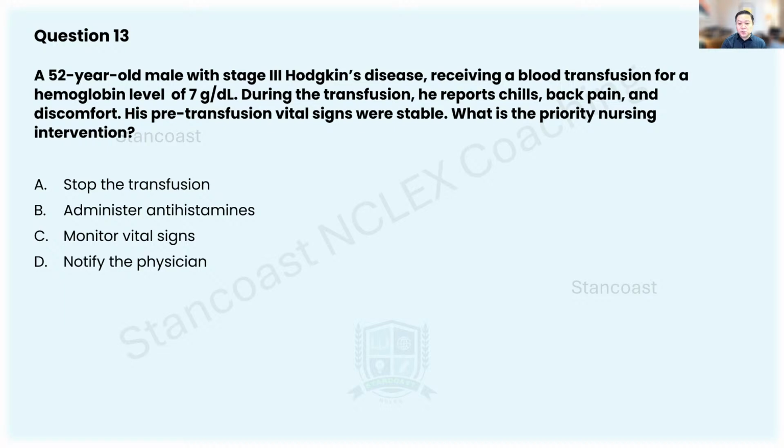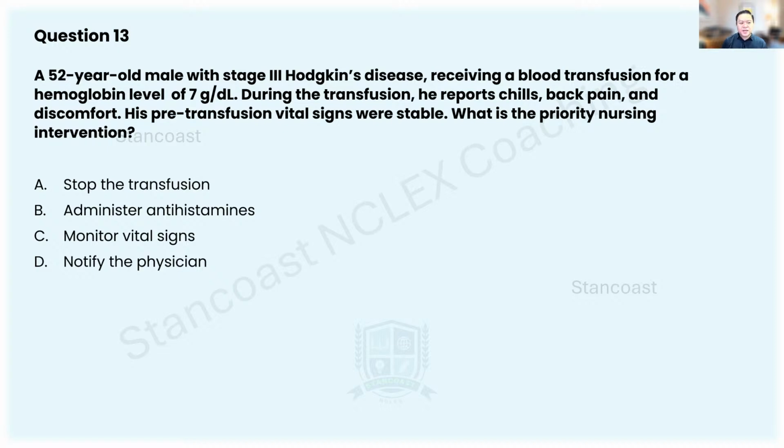During the transfusion, he reports chills, back pain, and discomfort. His pre-transfusion vital signs were stable. What is the priority nursing intervention? Is it A, stop the transfusion, B, administer antihistamines, C, monitor vital signs, and D, notify the physician?